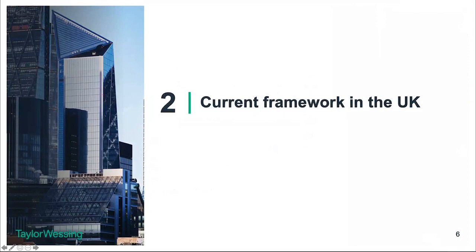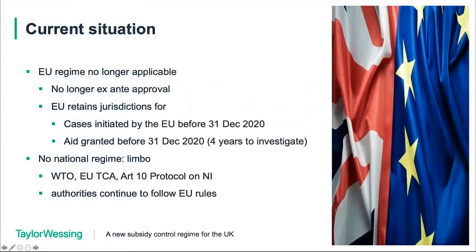So what is the current framework in the UK? Obviously, we have left the EU, so the EU regime is no longer applicable, so therefore there is no longer the need to notify the European Commission. There are a few provisions which remain, which is if the Commission has initiated a case before the 31st December 2020, it is still competent to investigate. And if the UK government has granted some aid before the 31st December 2020, the Commission will be able to investigate that aid within 4 years from that date.